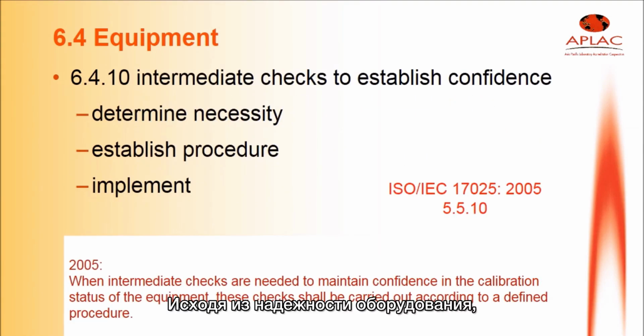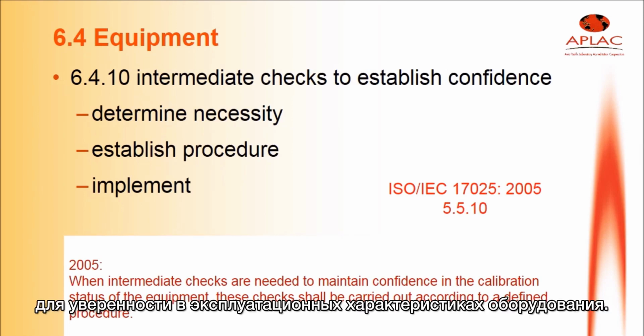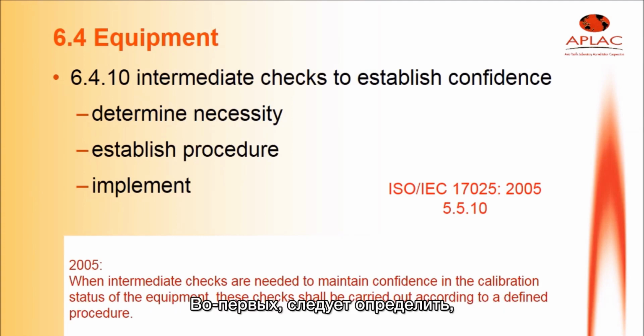Based on the stability of the equipment, the laboratory shall decide whether intermediate checks are necessary to maintain confidence in the performance of the equipment. The first step is to decide which equipment needs to be checked intermediately. The second is what procedure to be followed, and then to implement this procedure.